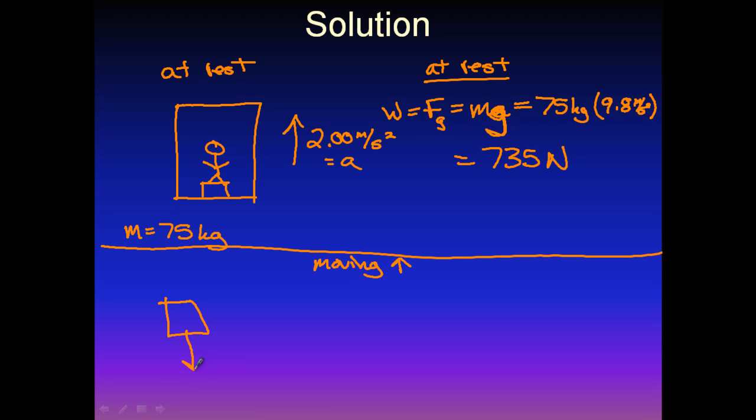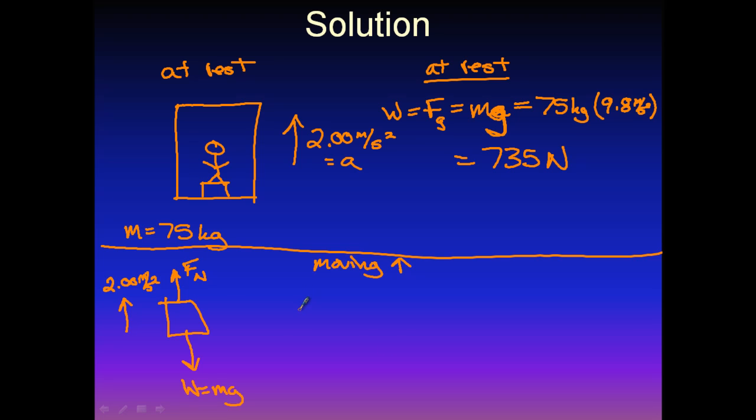So you're going to have your weight. Weight equals mass times gravity. You're going to have your normal force. We know we're accelerating upwards at 2.00 meters per second squared.